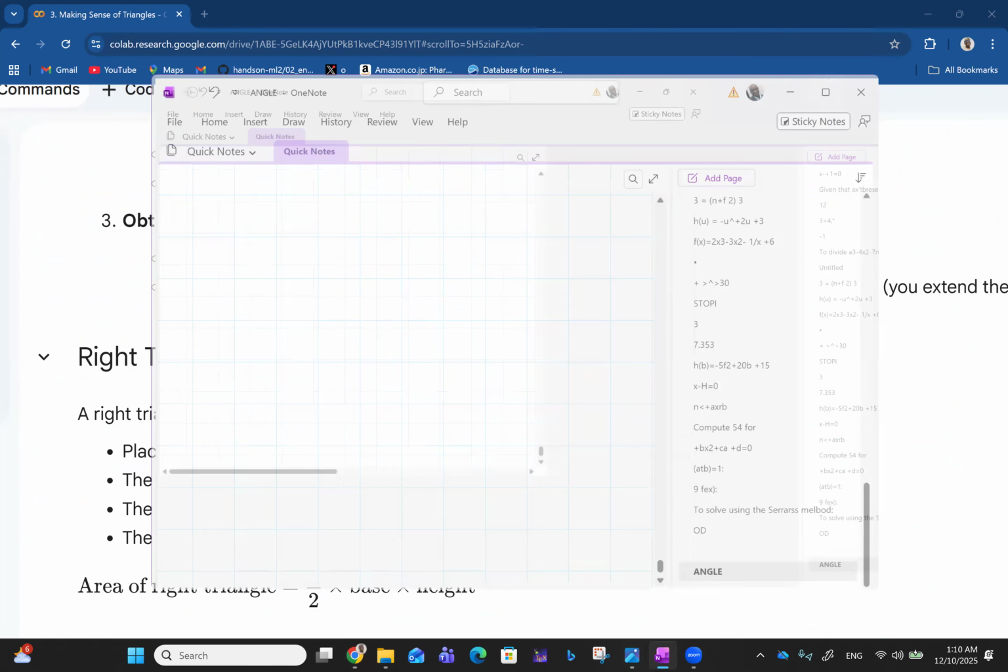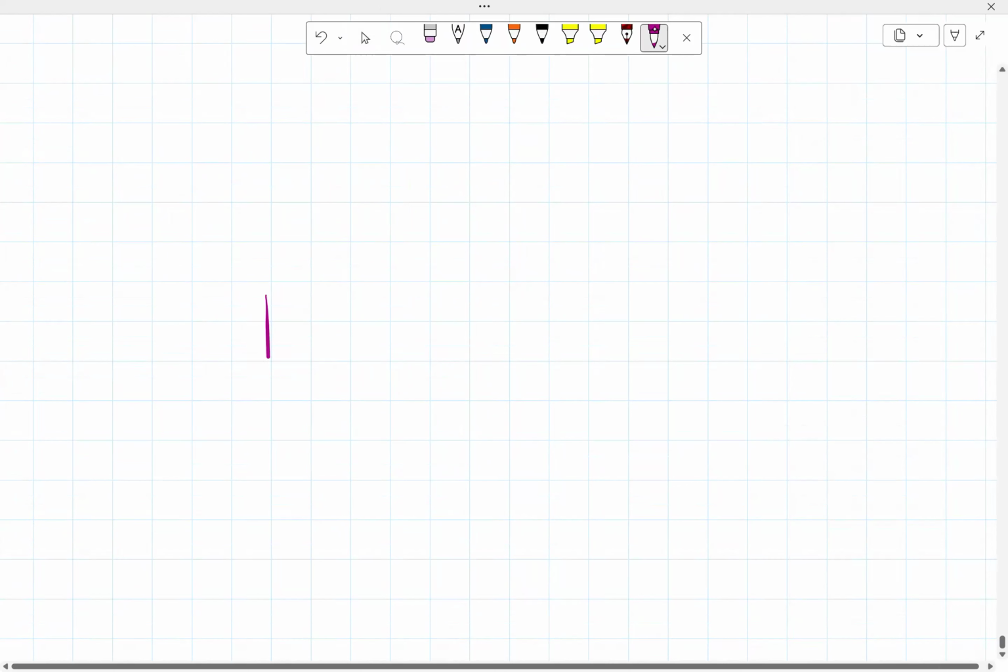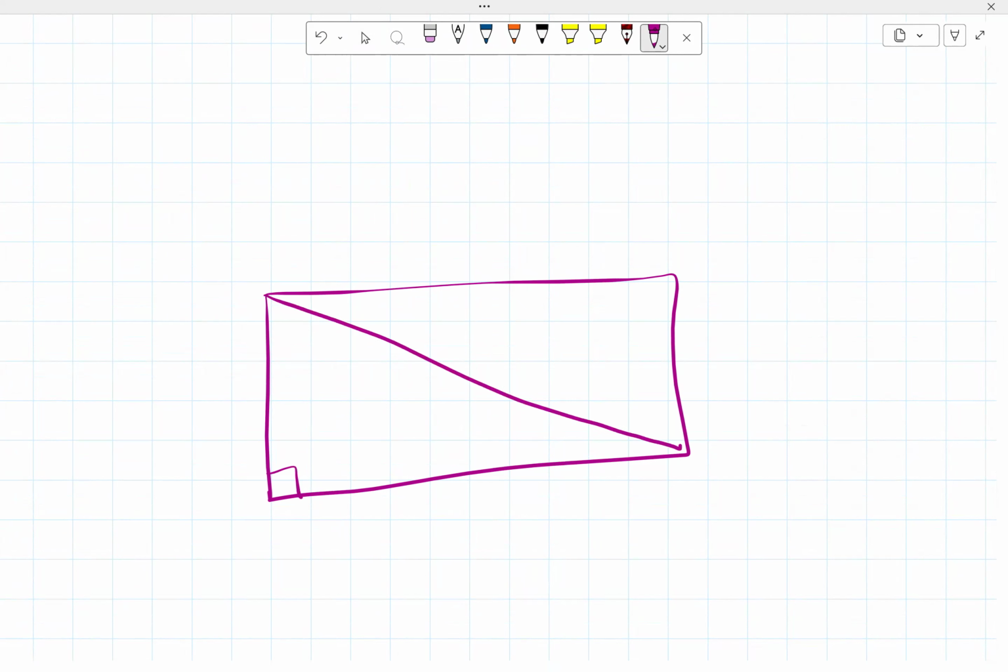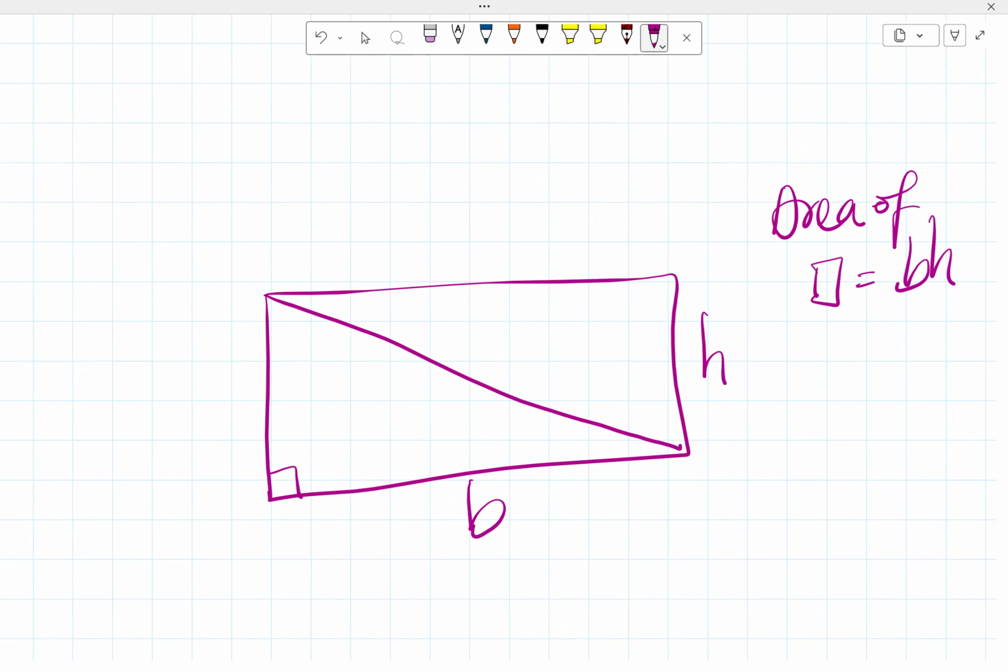But of course, we already know what a rectangle looks like, right? So imagine that you have this rectangle, and you take this as 90 degrees. Of course, all the angles in a rectangle are 90 degrees. So if you draw this line now, this is length and this is breadth. So area of a rectangle normally is length times breadth, or okay, since we are talking about base and height now, this is base and this is height. So that is basically base times height for a rectangle.